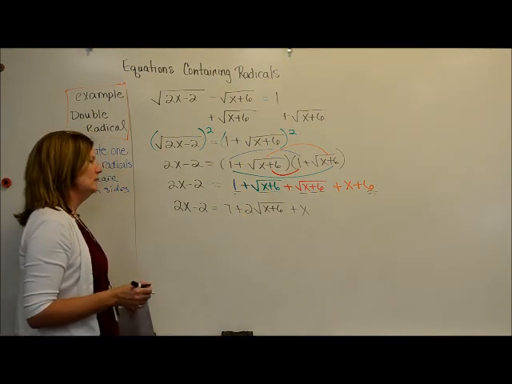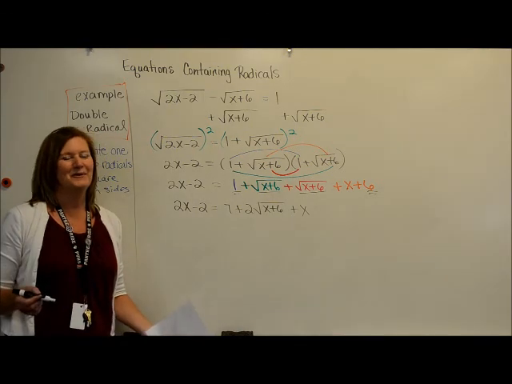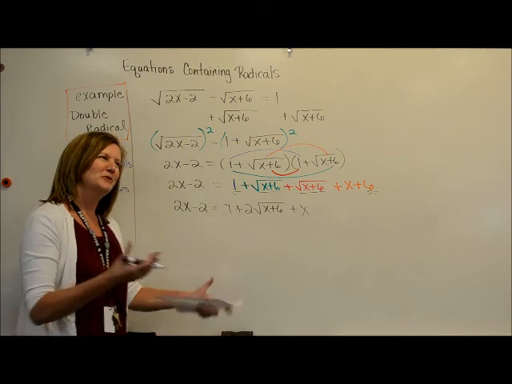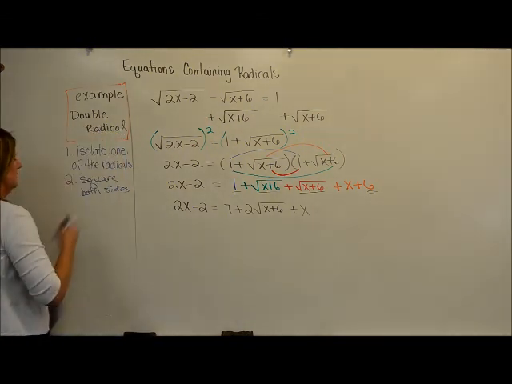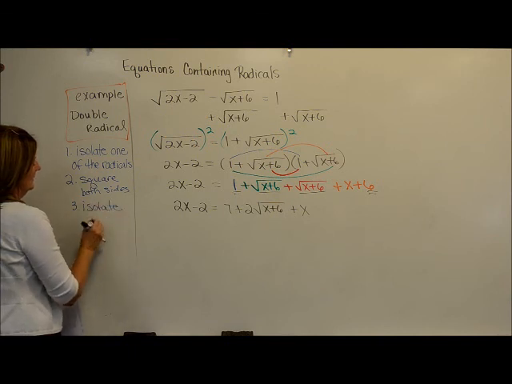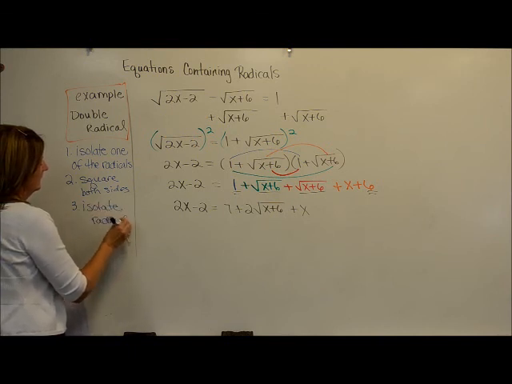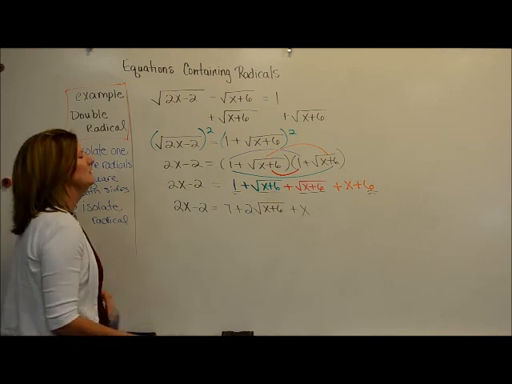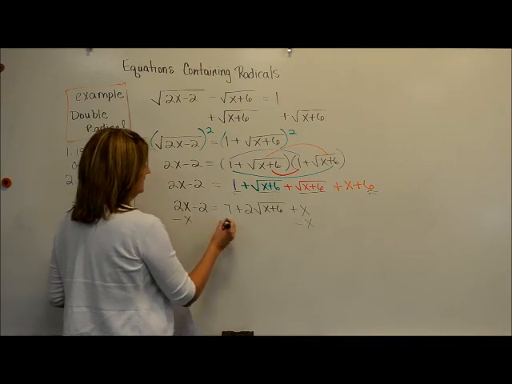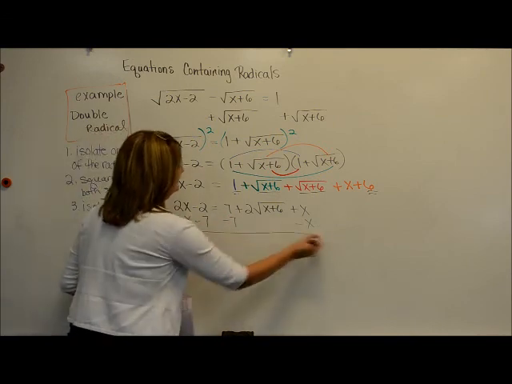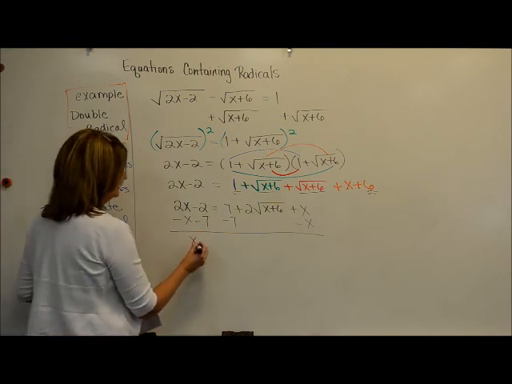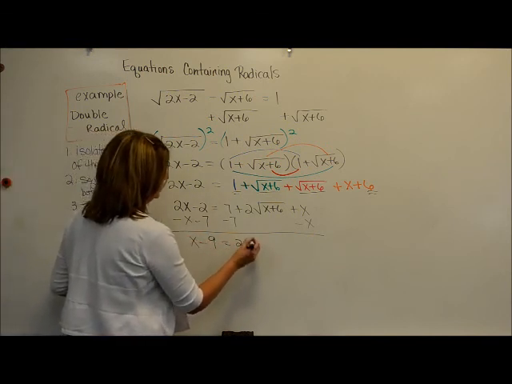All right, now what do we do? Well, you have to do the same thing all over again. You have to isolate the radical. So it's a 2-step process. You're going to take care of one step, and then the third thing you're going to do is, again, isolate the radical. I'll start all over. Sorry. So I'm going to subtract x from both sides, and I'm going to subtract 7 from both sides. What I end up with is x minus 9 equals 2 square root x plus 6.